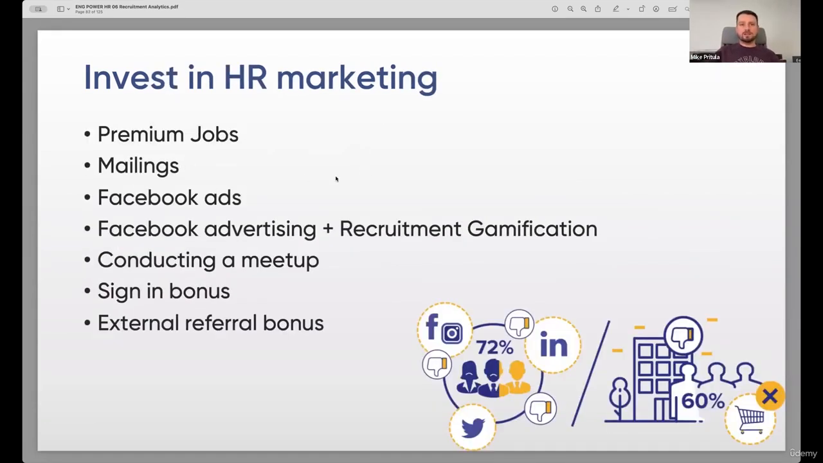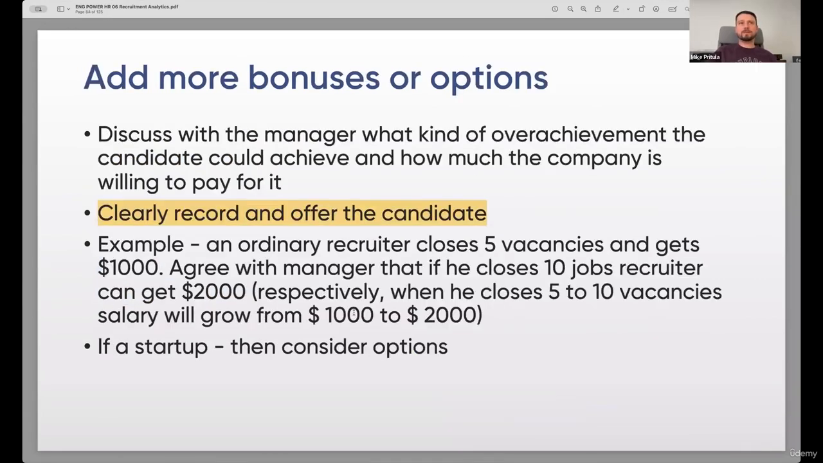Invest in HR marketing. The easiest way is to buy premium jobs on job sites. You may send emails, you may buy Facebook ads, or you may want to add some recruitment gamification. You may conduct a meetup. You may propose a sign-in bonus, or you may propose an external referral bonus. Add more bonuses or options. So here is an example of how to do that.